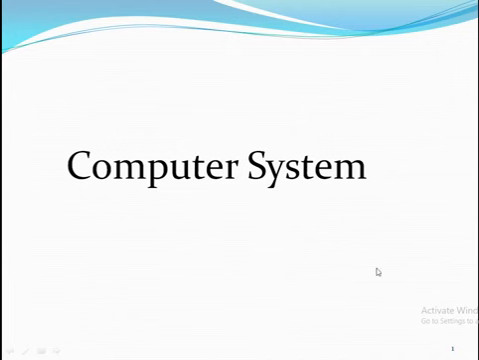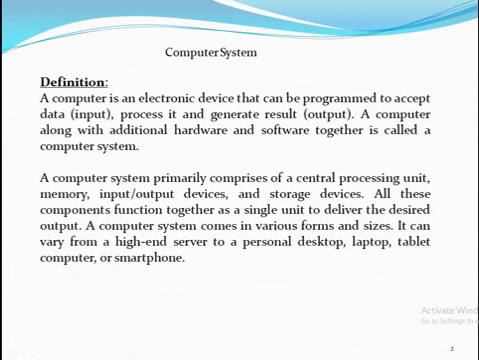First we define what is a computer. A computer is an electronic device that can be programmed to accept data, called input, process it, and generate the result, called output. A computer along with hardware and software together is called a computer system.